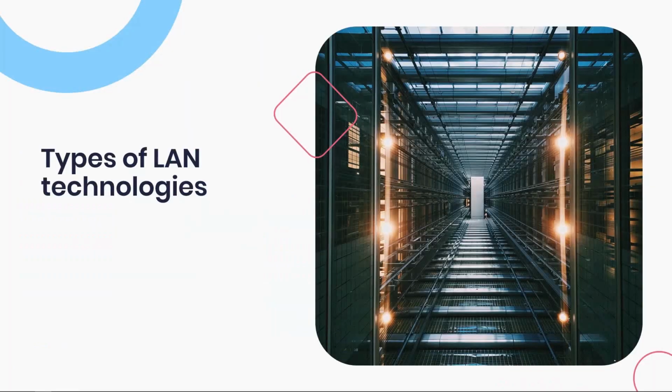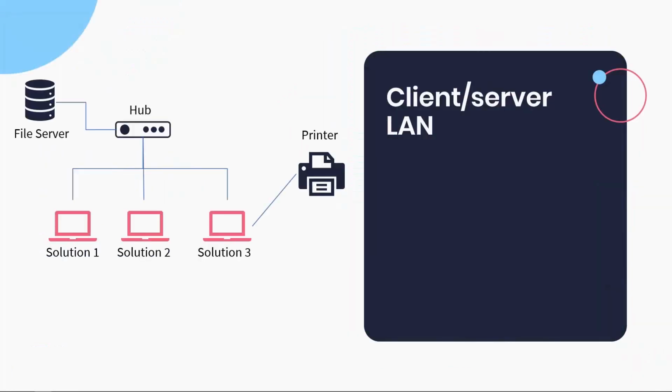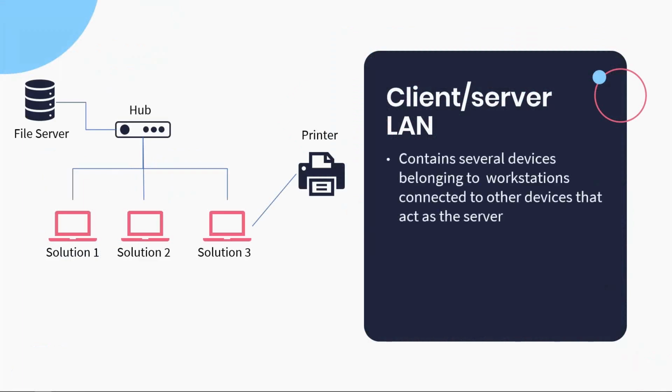LAN technologies can either be client or server or peer-to-peer. The type of devices that are used depends solely on the type of LAN technology to be implemented in the network. Let's look at each of these a bit closer. If you look at this diagram, you will see that a client or server LAN contains several devices belonging to a client or workstation that are connected to other devices that act as the server.